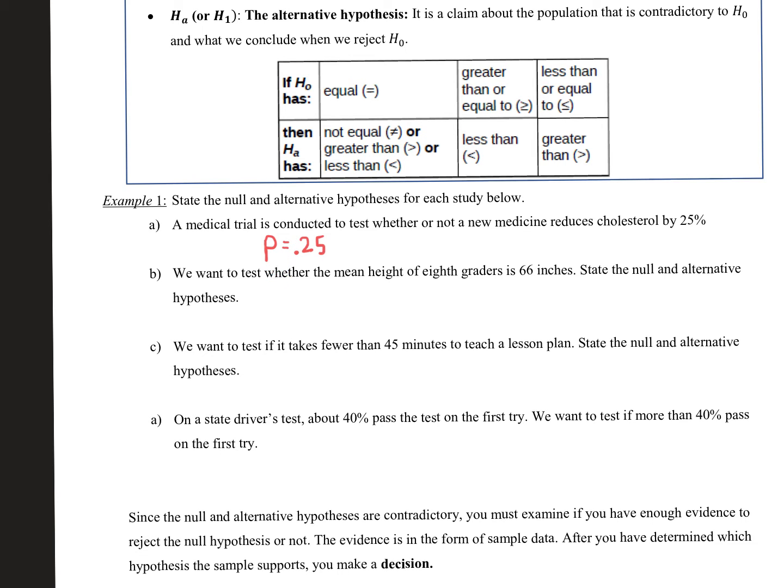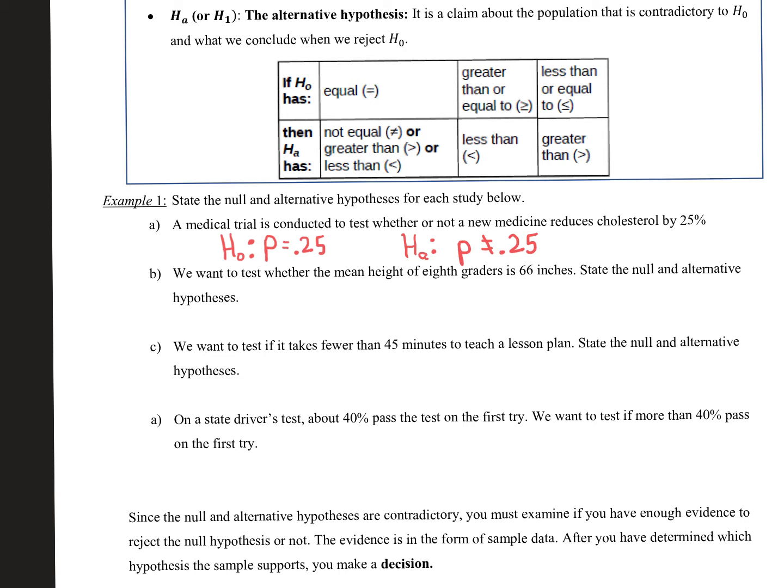Since we have the equal sign, we know that the null hypothesis always has to have the equal sign. Now let's write the alternative hypothesis. The alternative hypothesis is always the exact opposite. So we're going to write that the percentage or the proportion will not equal 0.25. Let's move on to letter B.